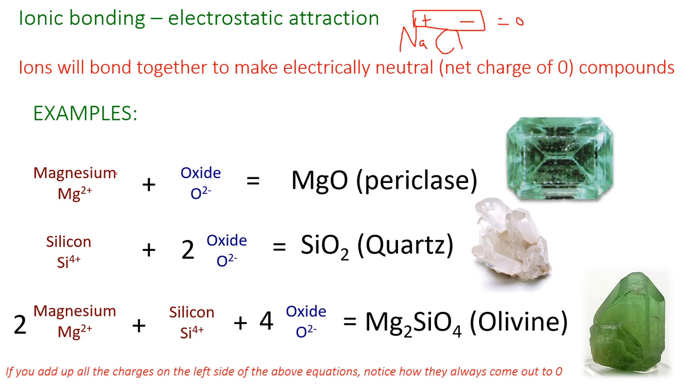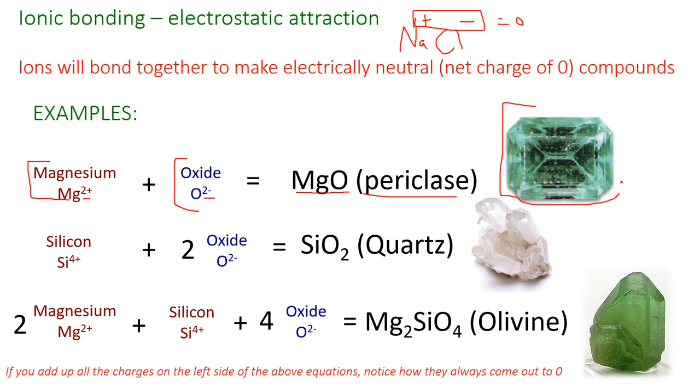Okay, and let's talk a little bit about some examples. Okay, so magnesium is a 2+ plus oxygen, a 2-, is going to give us MgO, right, which is a mineral called periclase.